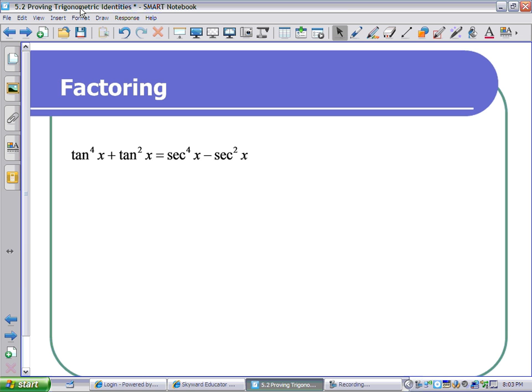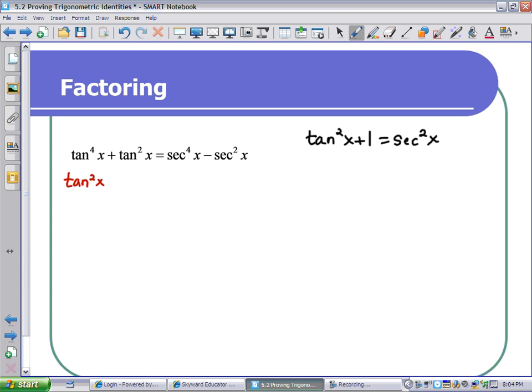In looking at tangent to the fourth x plus tangent squared x and thinking about how I can get them to be secants, you want to think about your Pythagorean identity, which says tangent squared x plus 1 is equal to secant squared x. So when I look at the left-hand side of the equation, I need to first factor out a tangent squared x.